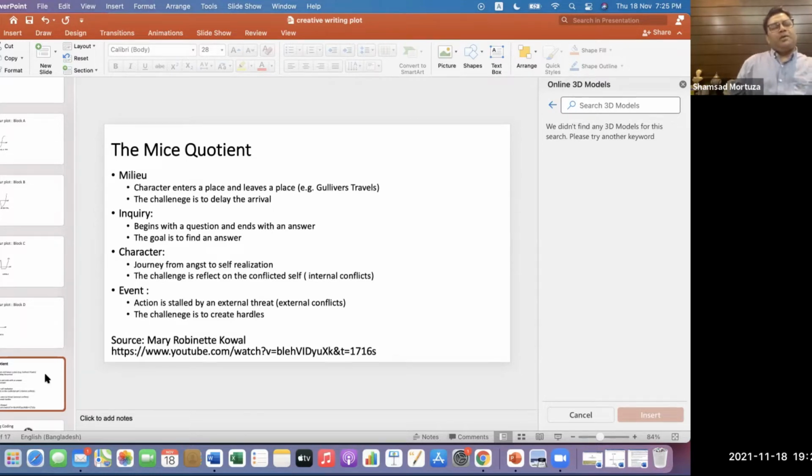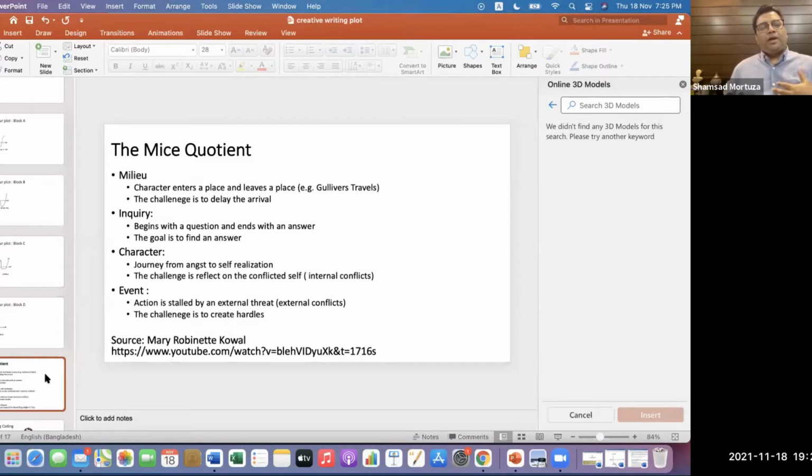Instead of getting into the shapes, she's talking about different ways of coding. The basic coded areas are, first, milieu: the setting where a character enters a place and leaves a place, usually in a travelogue like Around the World in 80 Days or Gulliver's Travels. One way to initiate a plot would be the milieu. If you're a writer, the challenge is to delay the process. The character wants to move from point A to point B.